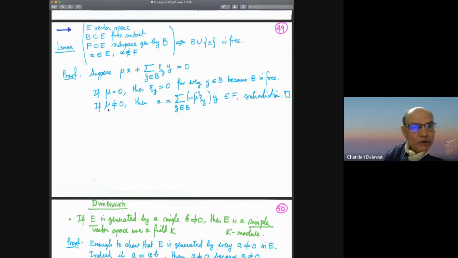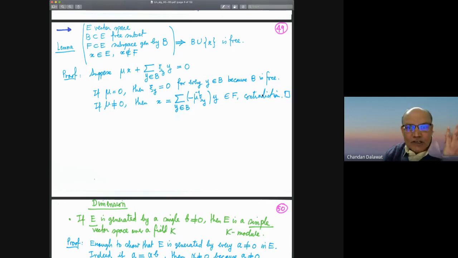So what happens if mu is not 0? Because I'm in a field, mu is invertible. It's not 0, so it's invertible. And then I can write x as the summation over y in B of whatever you get when you take mu to the other side and psi_y to the other side. Then basically x can be written as a linear combination of elements of B. That would mean that x belongs to F, because F is the subspace generated by B. But that's a contradiction because we are told that X is not in F.